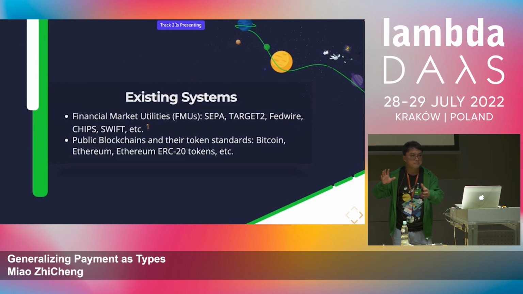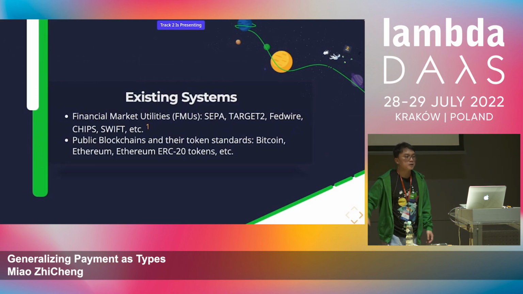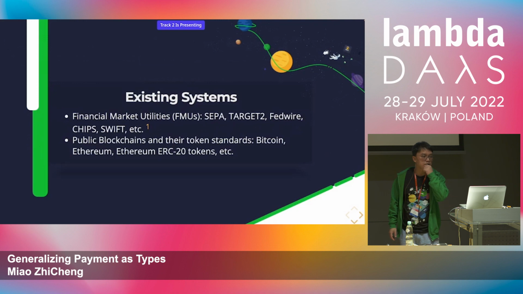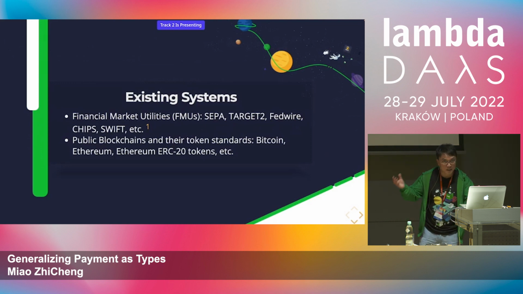TARGET2 is a similar mechanism, but for different scenarios. From the other side of the pond, you have the US systems such as Fedwire, CHIPS, and SWIFT, which is international now. These are all the so-called FMUs. Unfortunately, the footnote doesn't show here, so you can search for the keyword FMUs. Then you have the public blockchains and their token standards. We're talking about Bitcoin, Ethereum, and all the ERC20 coins on top, token standards, that's ERC20. All these we can consider existing systems in the context of Superfluid concepts.